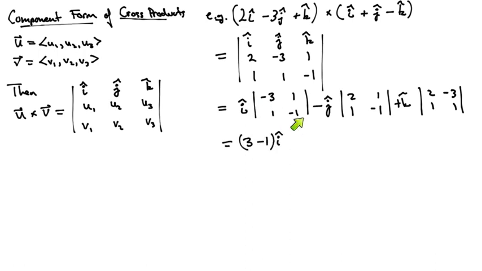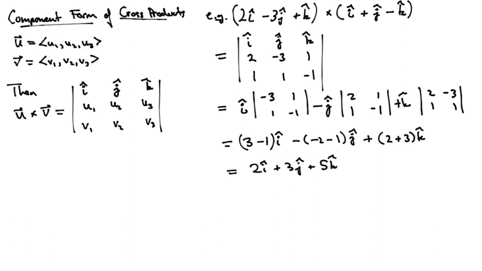So do this cross multiplication. That will get me 3 minus 1. 3 minus 1 is the 2 by 2 there. I have minus j, and then I do the 2 by 2 here, so minus 2 minus 1, and I calculate that. 2 times 1 minus 3 times 1 gets me plus 3, and that gets me the k component. So all told I get 2i plus 3j plus 5k for the cross product.